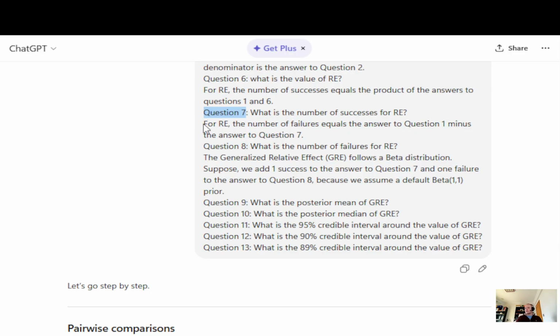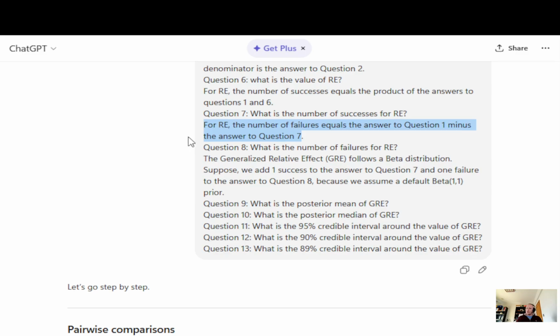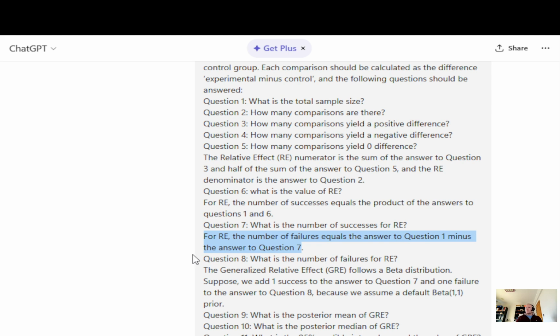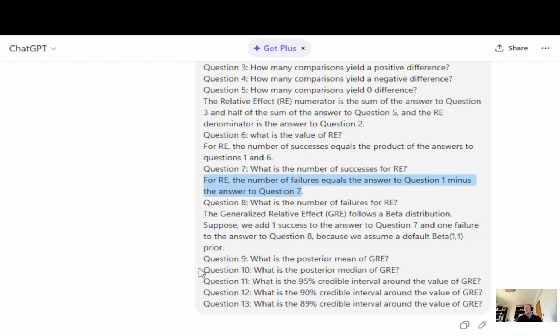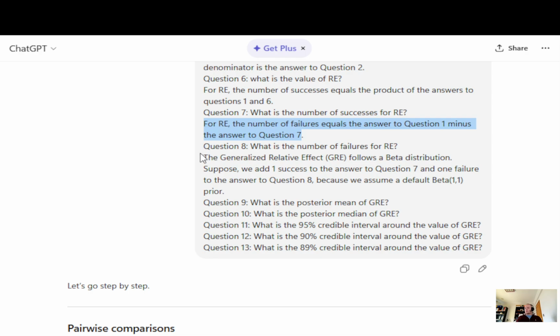Once we have that, and we have the sample size as well, we tell ChatGPT for the relative effect, the number of failures equals the answer to question 1, which is the total sample size, minus the answer to question 7, which is the successes, because successes and failures together add up to the total sample size. Successes here will be the cases where experimental yields a higher score than control, plus half the ties. And the failures will be the other half of the ties and the negative differences. So that will be question 8: what's the number of failures?